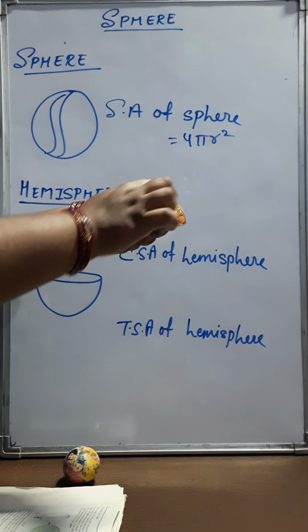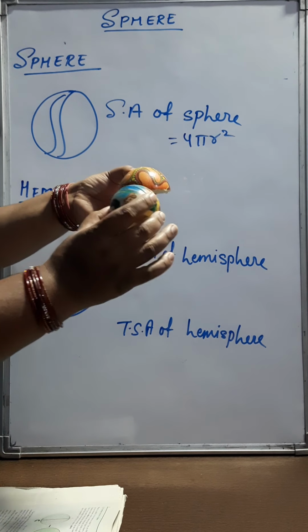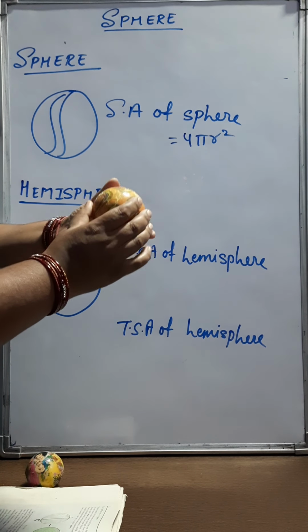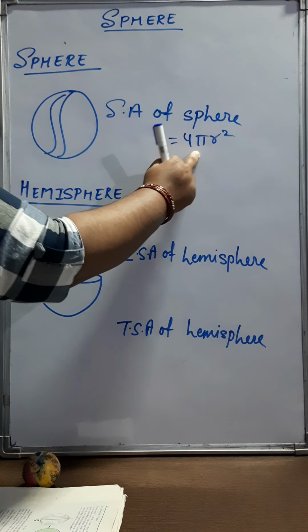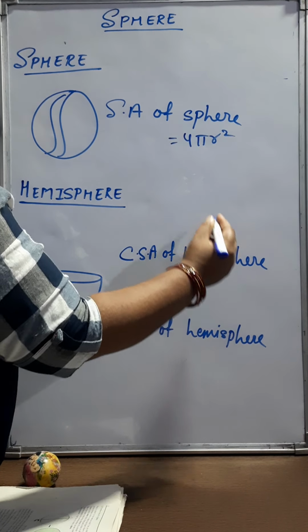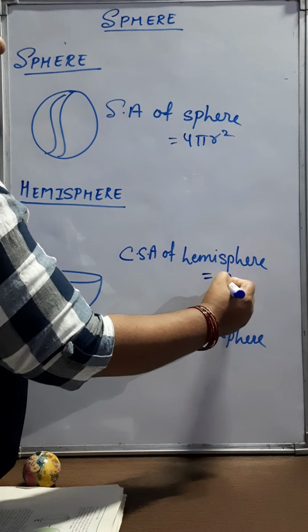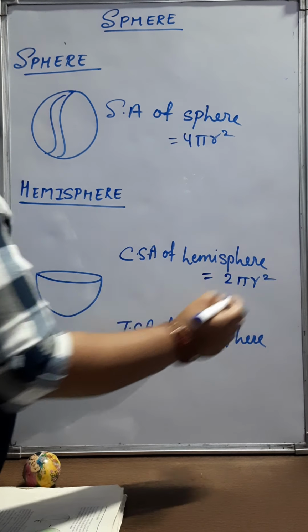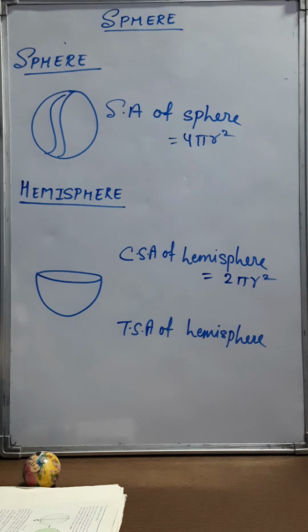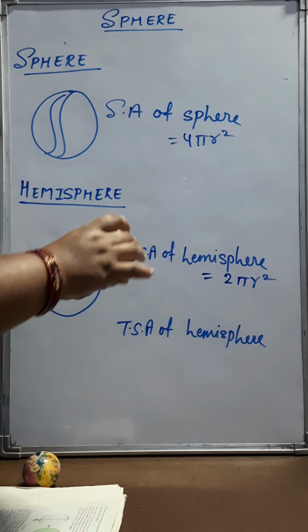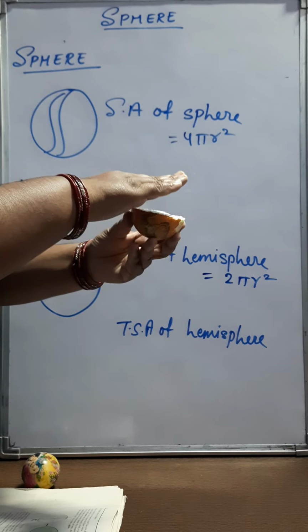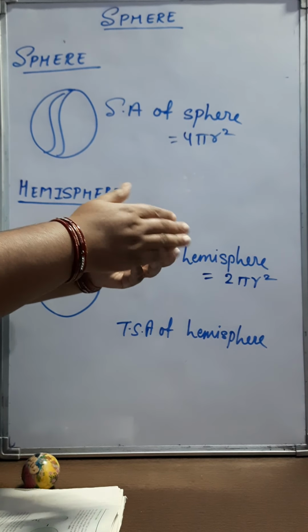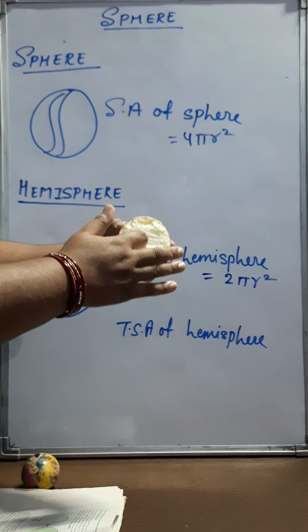Look at this, since it is just half of the sphere, the curved surface area portion will be just half of 4 pi r square, which is 4 pi r square by 2, that is 2 pi r square. But if we have to calculate the total surface area of the hemisphere, we have to calculate the curved surface area portion plus this base area. Base area is in the form of a circle.